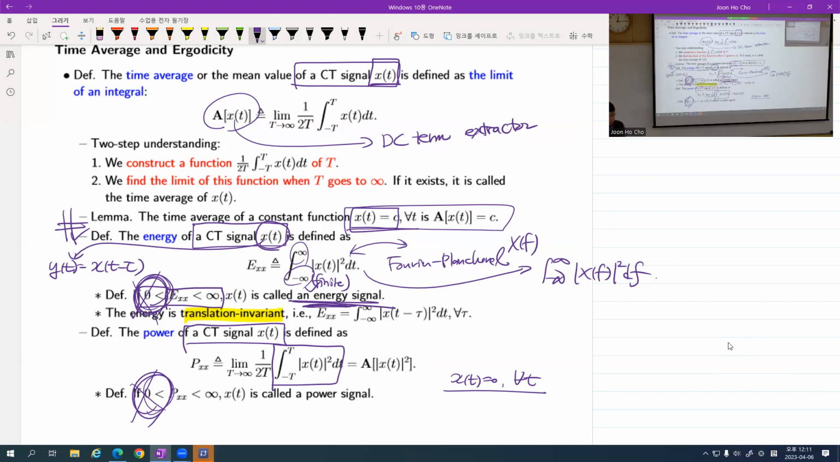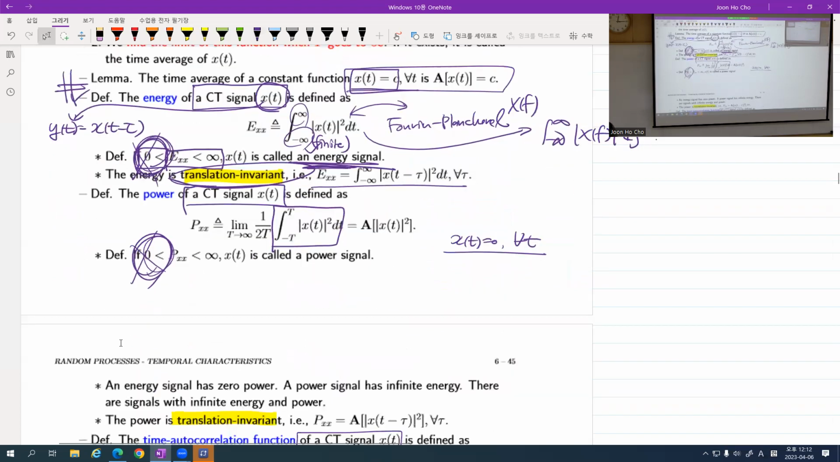If you compute the energy of a signal, then any delayed or advanced version of that signal has the same energy, right? And that also holds for the power case. So this is the translation invariance of the energy operator, and also the translation invariance of the power operator. Suppose you have some operator that computes the power of your signal. Then even if you delay the signal, power is the same.